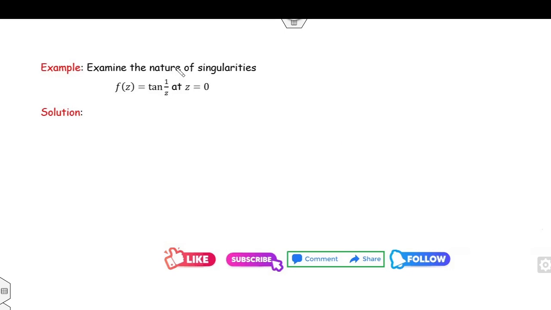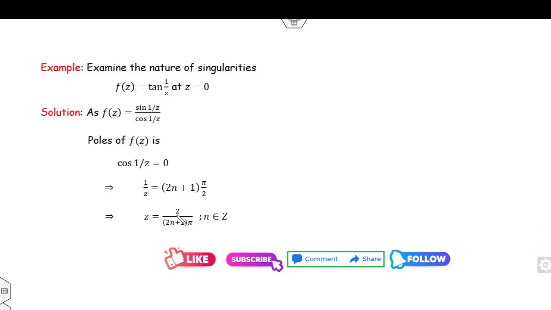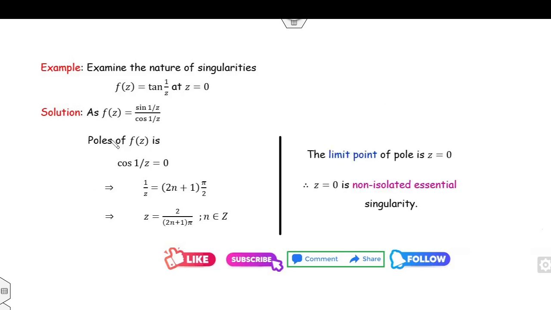Again, look at the tan. I can write it as sine over cos, and the pole will be where cos(1/z) is 0. So I can write the value of z as 2 over (2n+1)π. Clearly, the limit point as n approaches infinity goes to 0. Therefore, 0 is my non-isolated singularity.